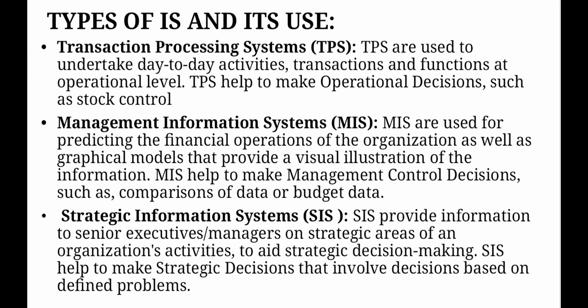Management information systems or MIS are used for predicting the financial operations of the organization as well as graphical models that provide a visual illustration of the information. So, MIS helps to make management control decisions such as comparisons of data or budget data. Strategic Information Systems or SIS helps to provide information to senior executives or managers on strategic areas of an organization's activities to aid strategic decision making. So, this helps to make strategic decisions that involve decisions based on defined problems.